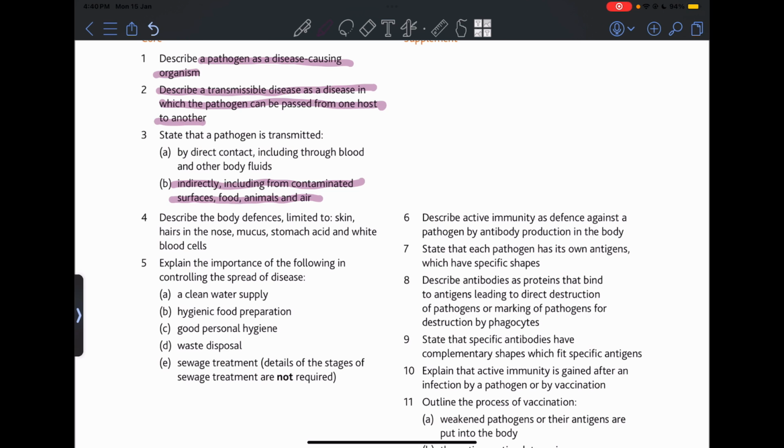Now 4 says describe the body defenses limited to skin, hairs in the nose. So skin can protect you from diseases because it protects your blood and your internal organs. Now, hairs in the nose trap the bacteria. Instead of going directly into your nasal cavity, it will get trapped in the hairs of the nose. And mucus as well. Mucus is the sticky substance found in the throat and sometimes in the nose.